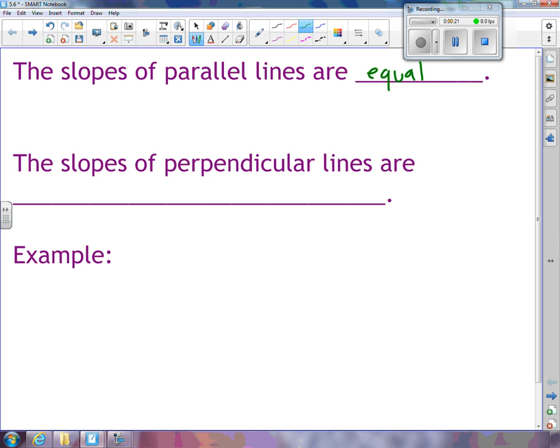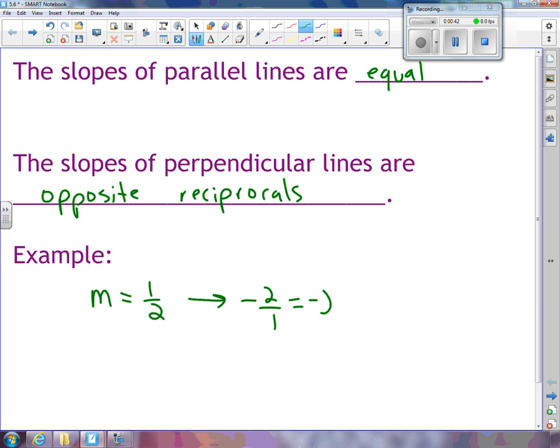Then the slopes of perpendicular lines are opposite reciprocals. So for an example, if you have that your slope is 1/2, the opposite reciprocal of that would be -2/1, which is just -2. The opposite reciprocal of 5 would be, 5 is really 5/1, so its reciprocal is 1/5. The opposite reciprocal makes it negative.